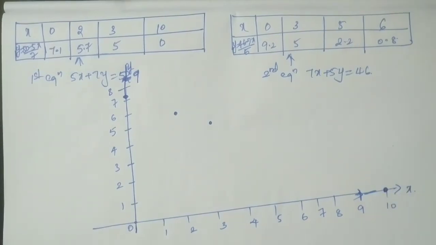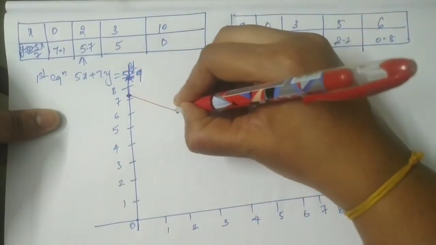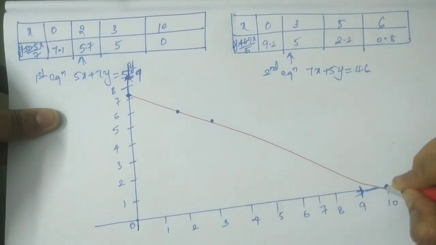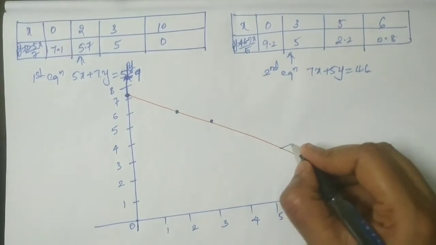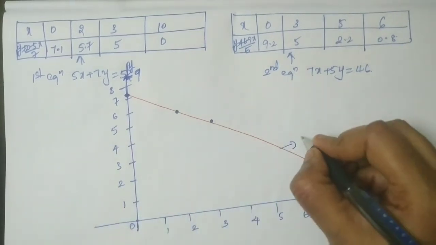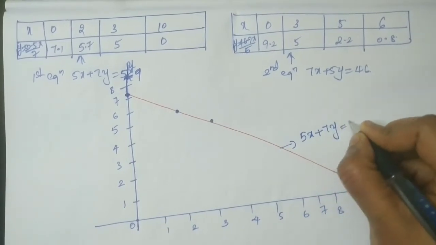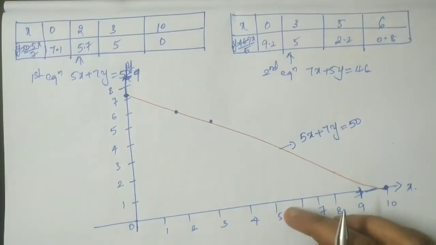You can see all these points we have got from one equation, that is the first equation. So you can connect all these points. You get one straight line. So please mention which equation this straight line belongs to: 5x plus 7y is equal to 50. The same way we are supposed to plot the points for the second equation as well. Okay. So now we can start with the second equation.